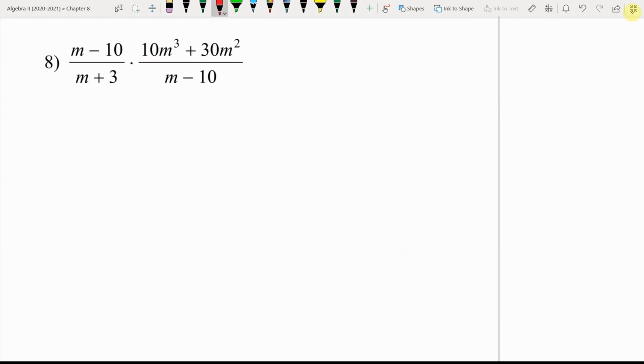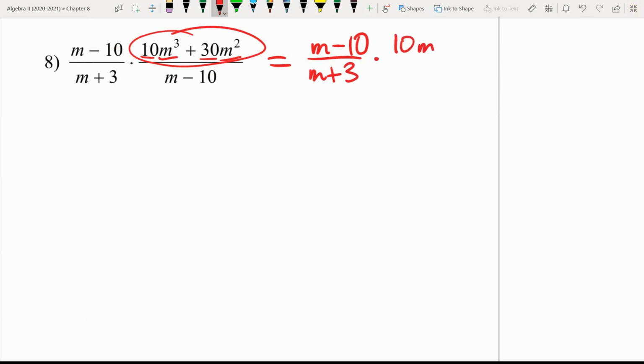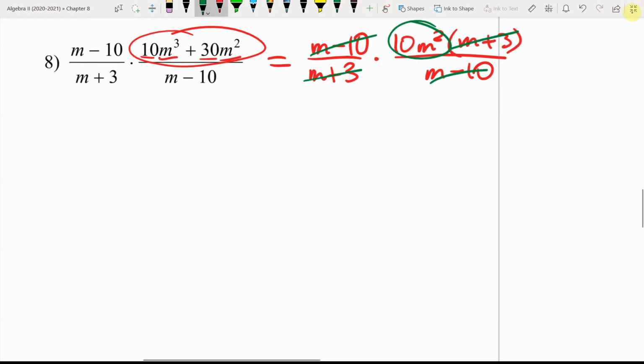It was pretty simple factoring. In this one right here, we just need to factor off a monomial, which is a 10. You can see there's a 10 that's divisible in both 10 and 30. And there's an m squared. We could factor off the m's there. So rewrite the rest of it. m minus 10, m plus 3. I guess technically we could have canceled these out, but we'll do it in the next step. m plus 3 on the bottom times, and if we factor off the 10m squared from this, we're left with m plus 3 over m minus 10. So looking at what cancels, the m minus 10's cancel, and now we have an m plus 3 that also cancels out. And the only thing I have left is 10m squared. And that is your answer.